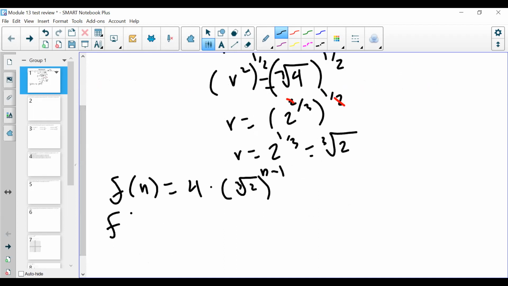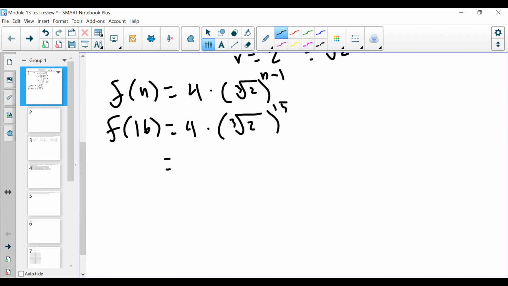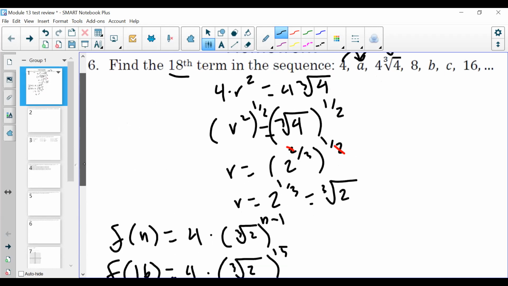So if I want to figure out what f of 16 is, that's 4 times the cube root of 2 raised to the 15th power, or that's 4 times 2 to the 1/3 to the 15th power. It's the same thing. Distribute this 15 in, we get 4 times 2 to the 5th.